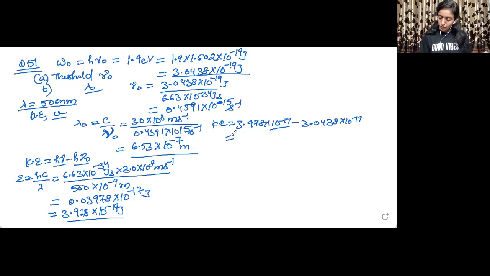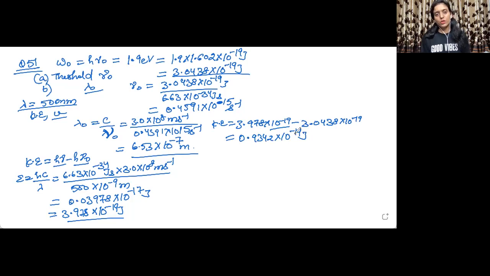So it will be equal to 3.978 minus 3.0438, equal to 0.9342 into 10 raised to the power minus 19 joule. So this will be the kinetic energy.